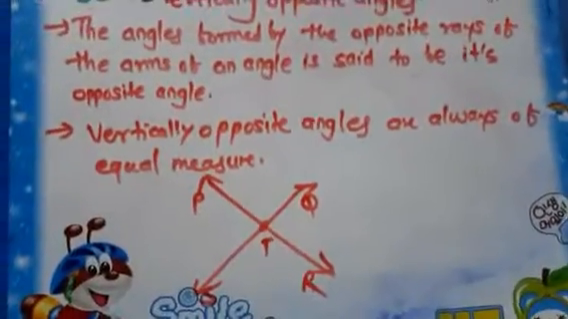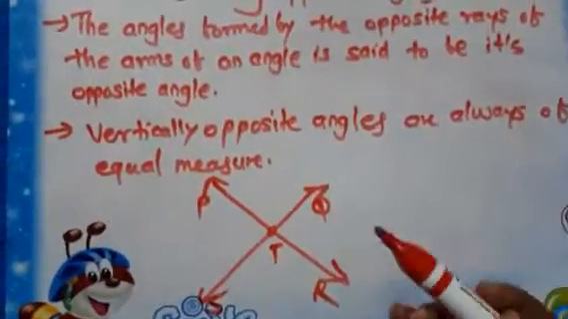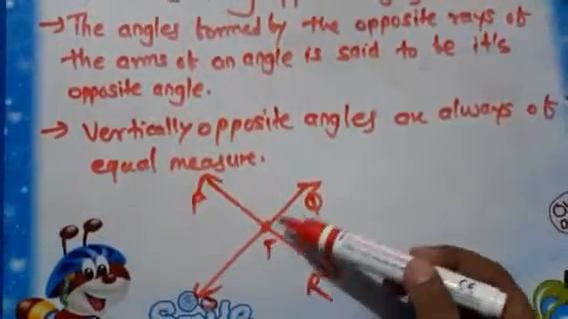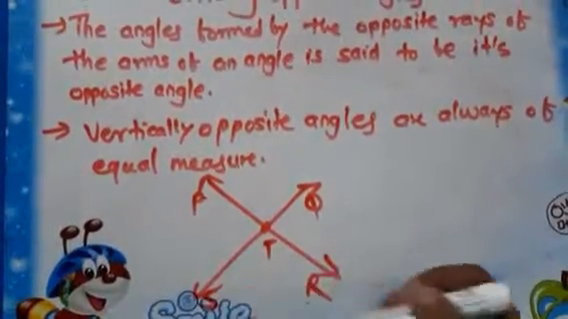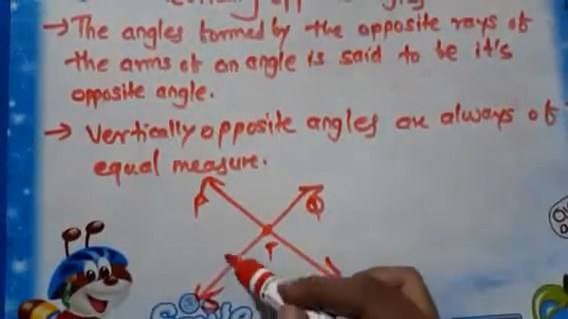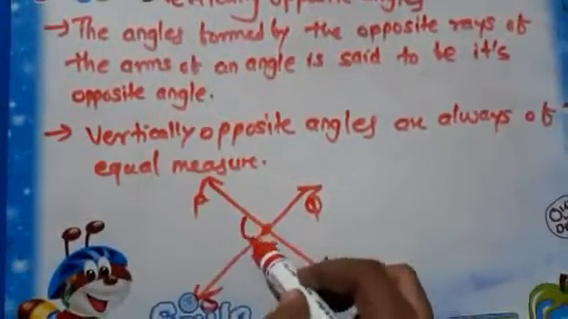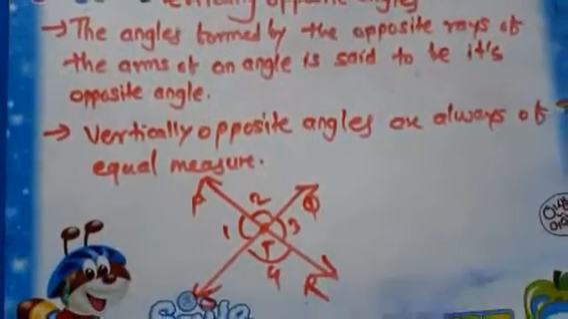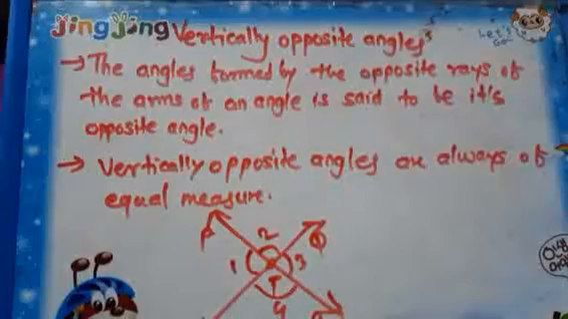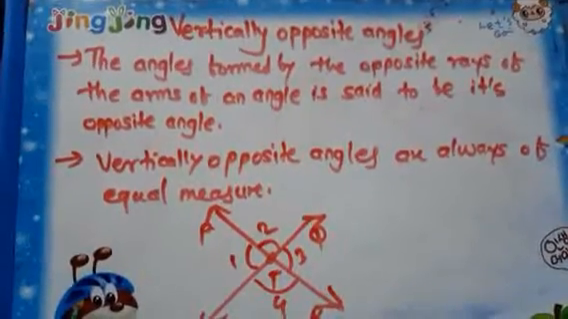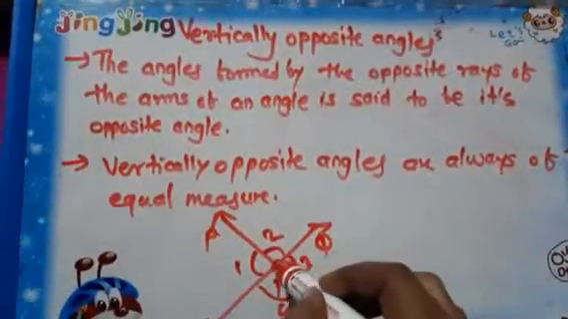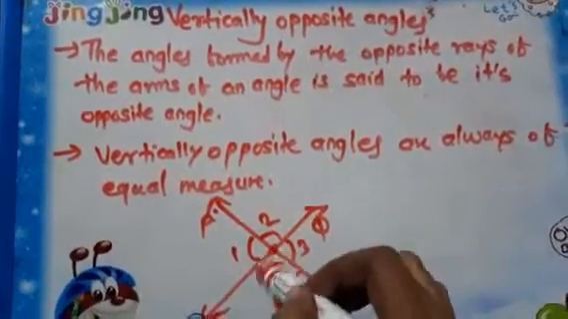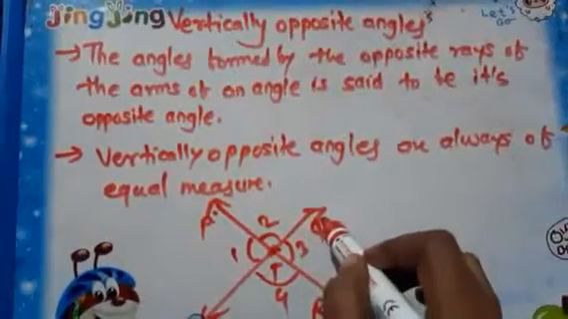For example, we will see here 4 rays: TP, TQ, TR and TS. These 4 rays are forming 4 angles. This is the first angle, second angle, third angle and fourth angle. So vertically opposite angles means the angles formed by opposite rays. So for TP the opposite ray is TR, and for TS the opposite ray is TQ.